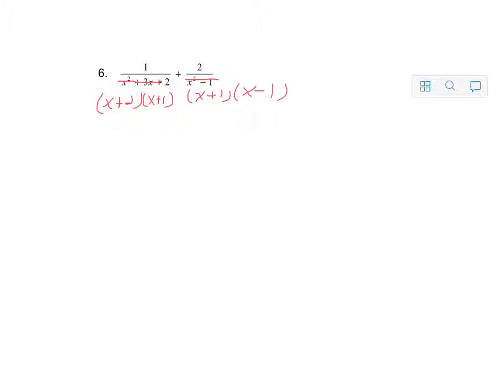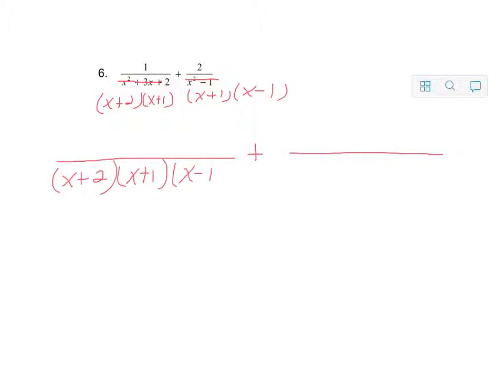So this one's going to be a pretty big one. All right, so here we go. Let's set this up. So my common denominator is going to be x plus 2 times x plus 1 times x minus 1.